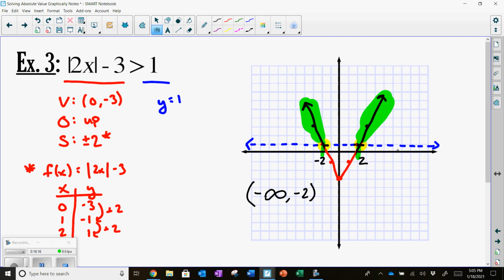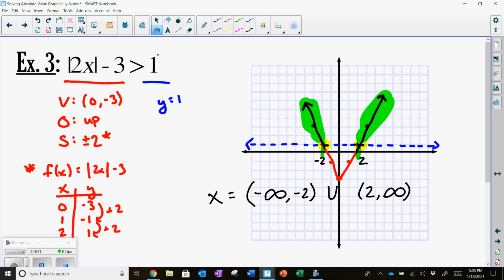Over here on the right-hand side, it has a point of intersection at 2, and then the red line is always above the blue line. So it's going to be from +2 all the way over to the right to +infinity. And it's going to be these two things combined, so it's going to be a union.